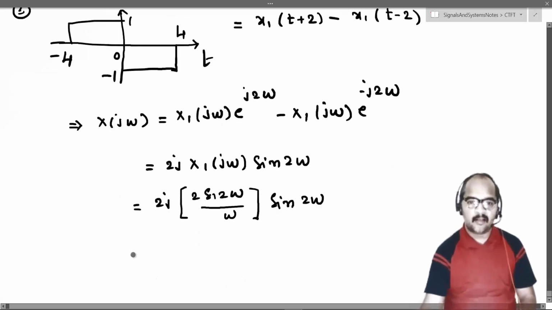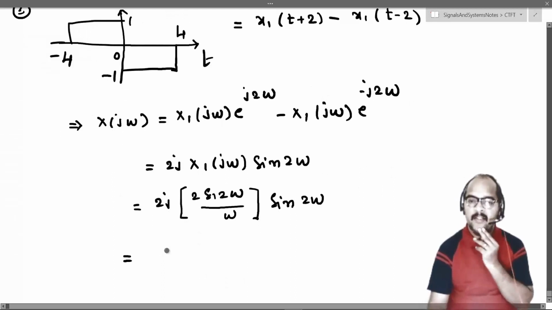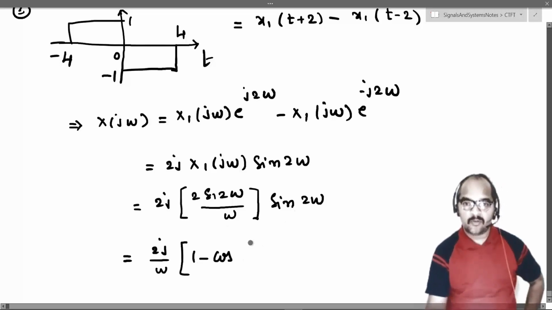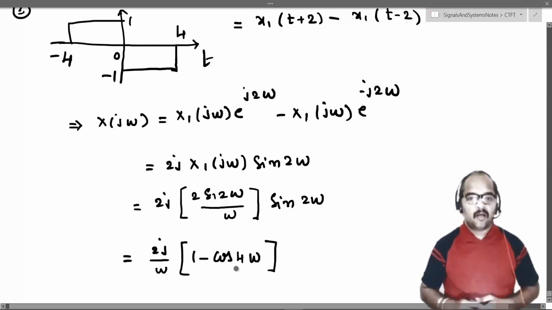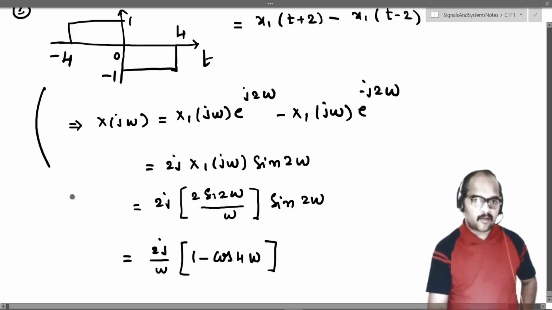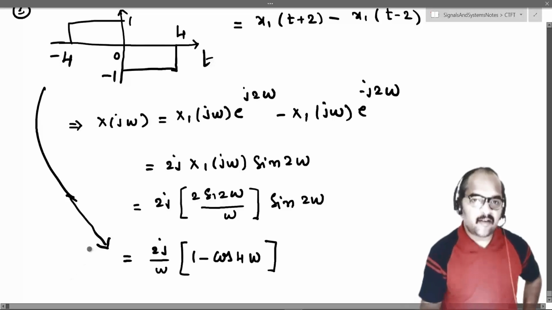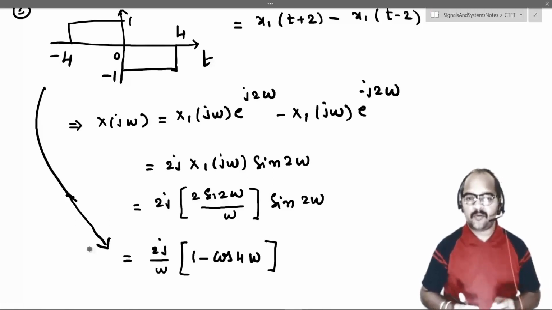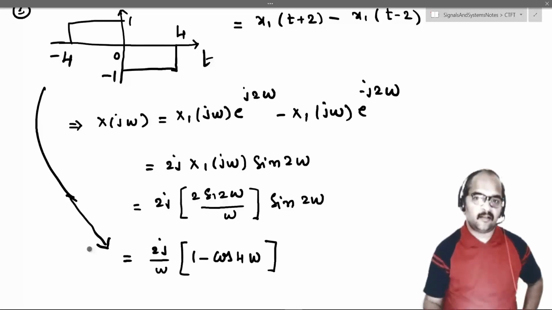So this should be equal to, keeping 2j by omega outside, sine square 2 omega, which is nothing but 1 minus cos 4 omega. So this would be the Fourier transform of this signal. In that way we can take the help of the linearity and time shifting property to find the Fourier transform of these example signals.